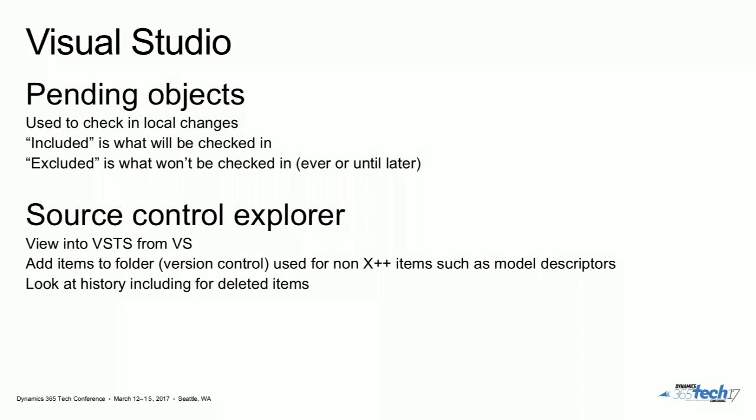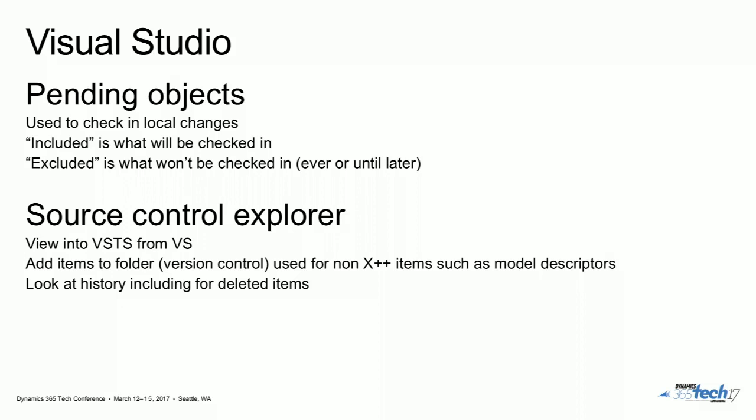I showed pending objects. That's where you check in local changes. The included section is what will get checked in when you click check in. The excluded section is what won't, but if you want to do two check-ins, you can move something down to excluded, do a check-in, and then move it back to do the second check-in. Or you can just push them down there and forget about them if you like. Sometimes you don't want to check in projects. I think we have more on projects in a minute.